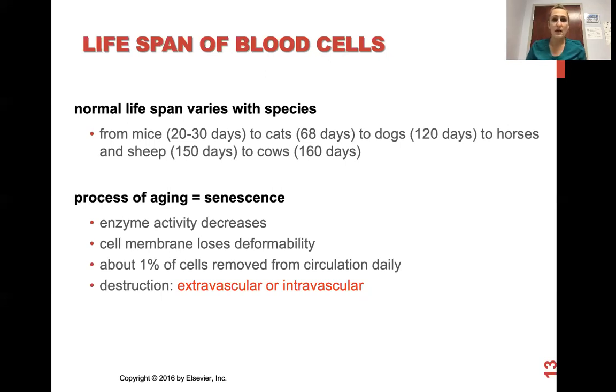About 1% of cells are removed from circulation every single day. They're constantly being made in these different processes that we've talked about, and they're constantly being removed. This destruction happens by way of hemolysis, either extravascular or intravascular, which is essentially blood cells lysing or bursting to clean them up and remove them from circulation.